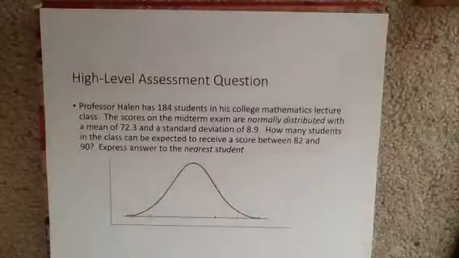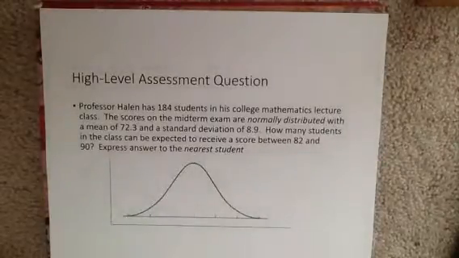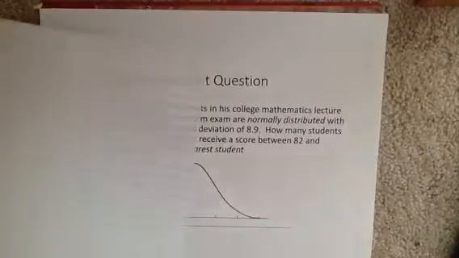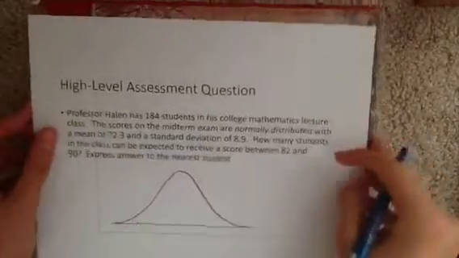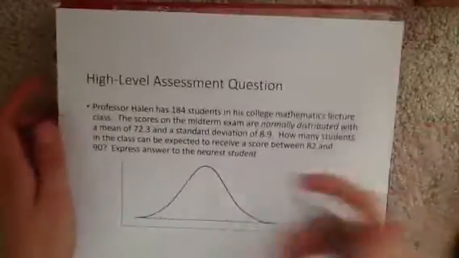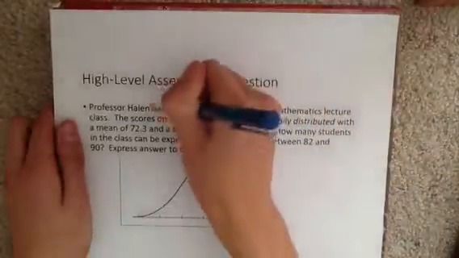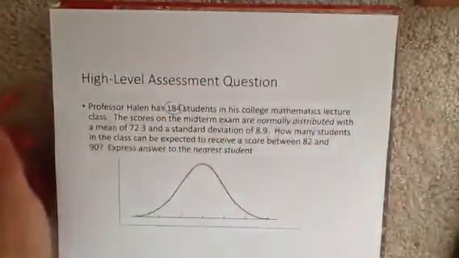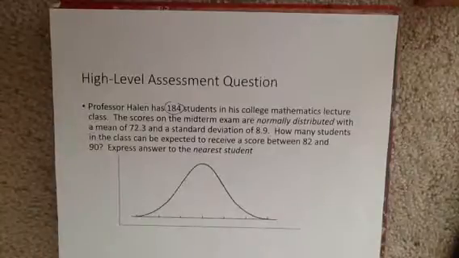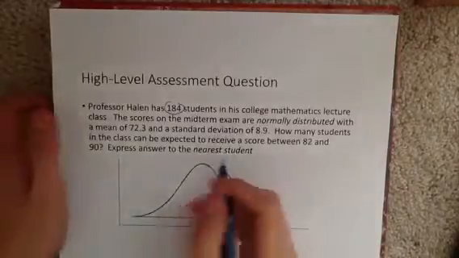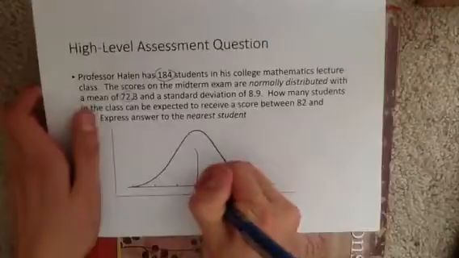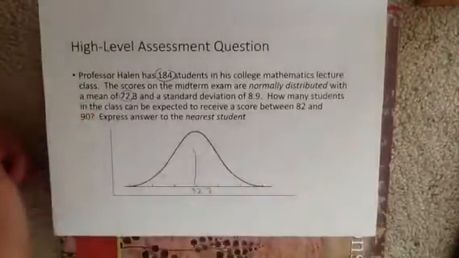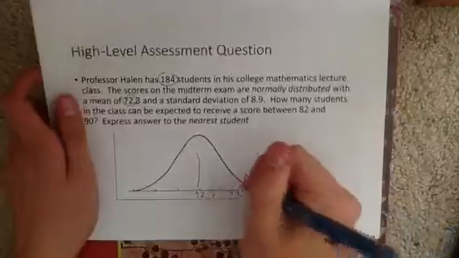Well, this question looks pretty complicated, but I'm sure you can do it through some easy mathematics. Okay, so first let's make a visual approach to this one. First of all, we note that he has 184 students, so keep that in mind because that will become very important in the end. Okay, so let's look at the mean, which is 72.3. We can put that in our graph here: 72.3, standard deviation of 8.9.